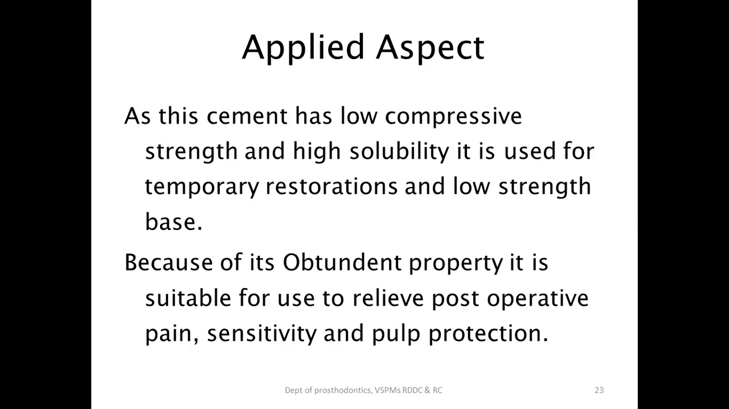And here I want to add one thing: many books mention that zinc oxide eugenol is used as a pulp capping material, but that may be in older editions. Because new materials are available in the market, and it is observed that zinc oxide eugenol doesn't produce reparative dentin formation, it cannot be used as a pulp capping agent. The pulp capping agent is calcium hydroxide, which induces reparative dentin formation. So please don't say that zinc oxide eugenol is a pulp capping material. It is just to give an obtundant effect to the pulp.